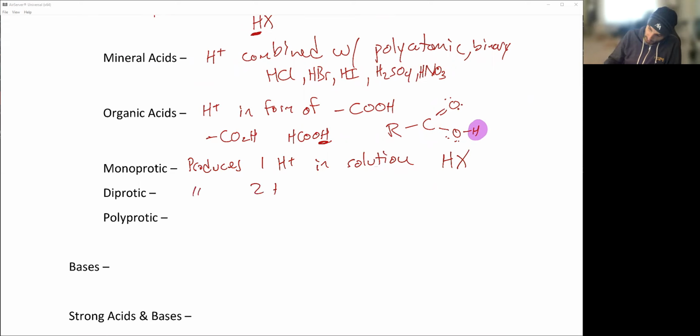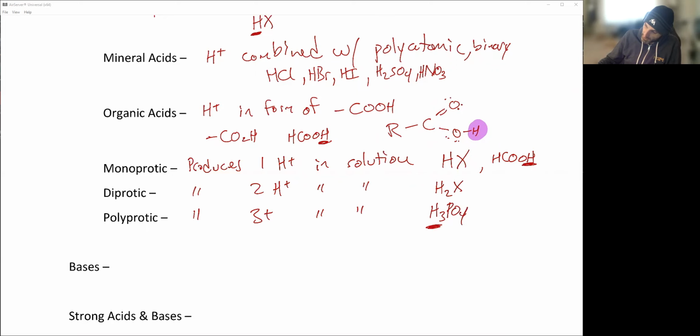Diprotic produces two H plus in solution. So H2 and some other stuff. A polyprotic produces 3 H plus in solution. And I guess I should also do the organic version, HCOOH. That would be one proton there. Polyprotic is something like H3PO4, the best example we would have.